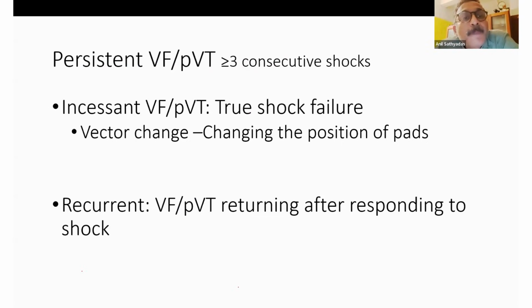And we have something which is called persistent VF or pulseless VT. Even after the third shock, the patient remains in VF or VT. And there are 2 types of persistent VF or VT. One is called incessant. That is because the shock did not have any action. It could not revert.